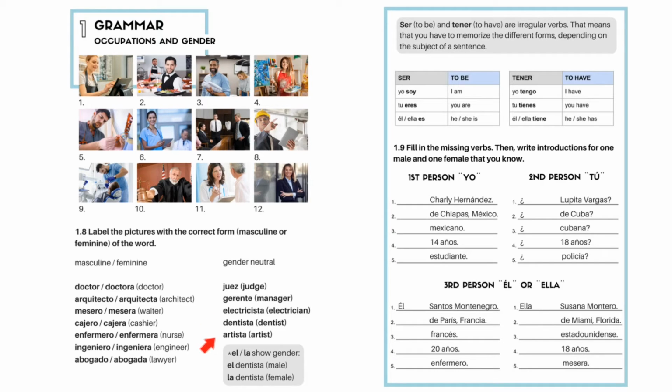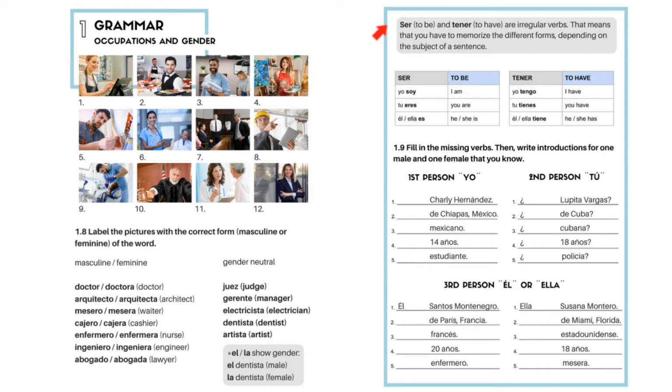And then we actually have ones that end in A. And even though they might be referring to a male, they're still going to end it in A. You'll use el or la, which both mean the, to show the gender. So el dentista is talking about a male, and la dentista is talking about a female, even though the ending doesn't change. Those are not very common though. You'll find that most of them are going to end in an O and an A.